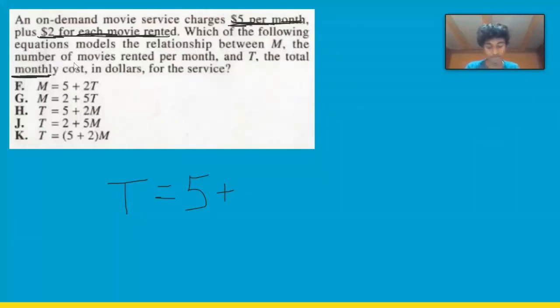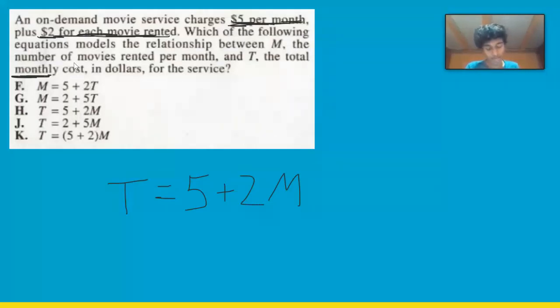We're given that for each movie rented, the service charges $2. So if you rent one movie, the service charges $2. If you rent 2 movies, the service charges $4, etc. So what would be a mathematical representation of this? For every movie, the service charge is $2, so that means we're going to add 2M. And this should make sense. For every movie, you pay $2.